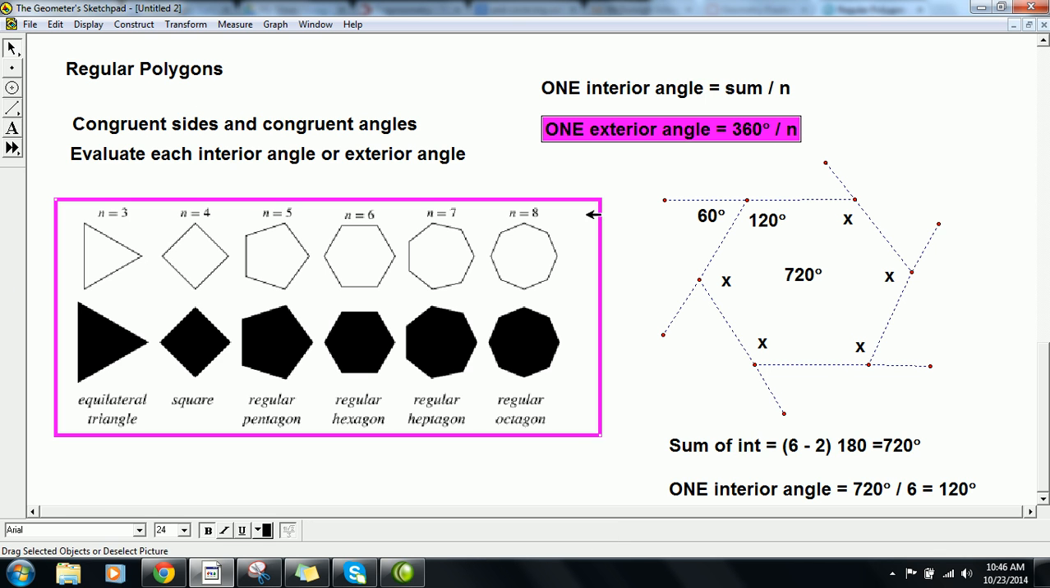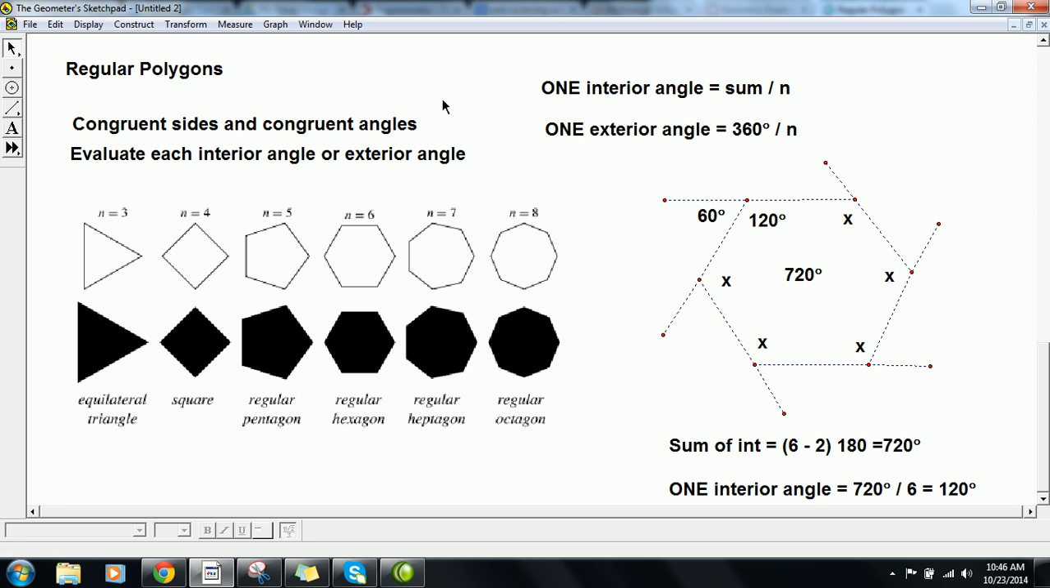Okay, so here we have one more thing we can do. If we know all the angles are the same, which makes it a regular polygon, and if all the sides are the same, but we're just focusing on angles, we can find each interior angle, and if we know each interior angle, we can find each exterior angle, because they add up to be 180.